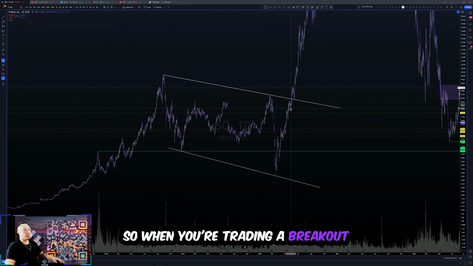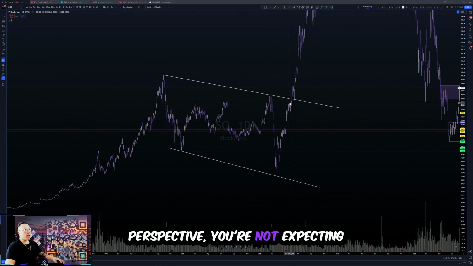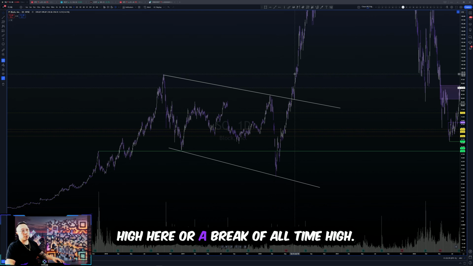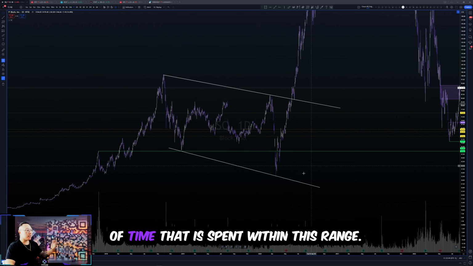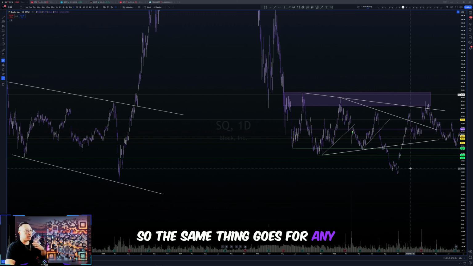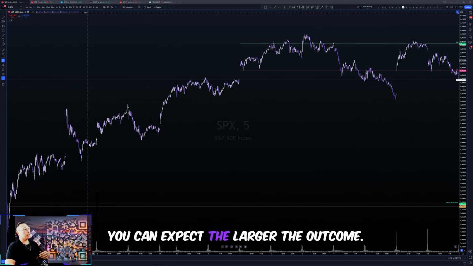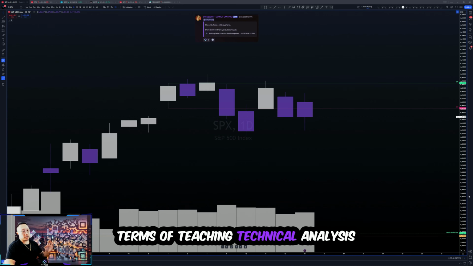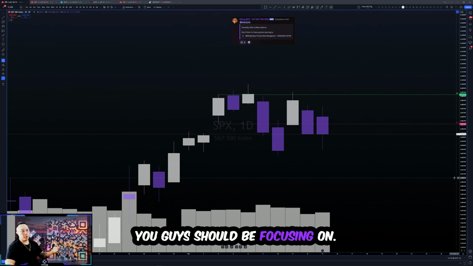So when you're trading a breakout like this from a 2-year contraction perspective, you're not expecting your target profit to just be all-time high here or a break of all-time high. You can expect a lot more due to the amount of time that is spent within this range. So the same thing goes for any structural patterns. The higher the time frame, the larger the move that you can expect, the larger the outcome. I don't want to go too off tangent in terms of teaching technical analysis rather than recapping the week, but these are key components that you guys should be focusing on.